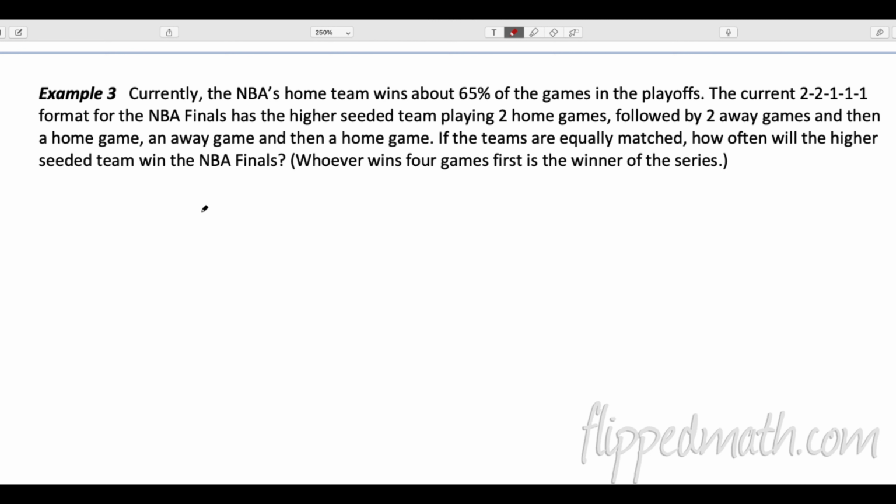All right, so read the example, come back, and then pause the video and figure it out. It's very similar to the last one. The home team wins 65% of the games. We have a 2-2-1-1-1 situation. How can we simulate this situation to see who wins the NBA Finals?